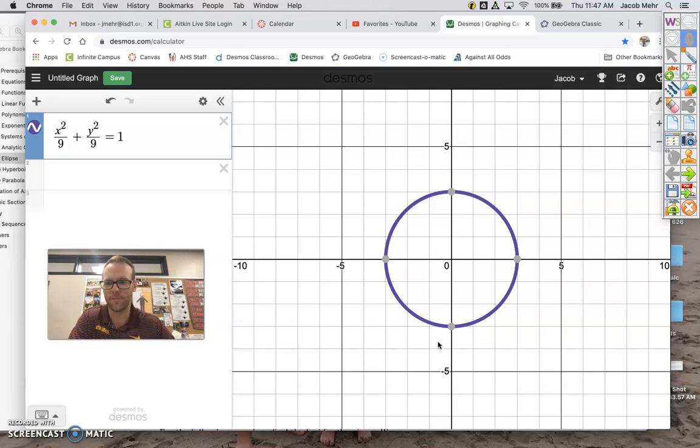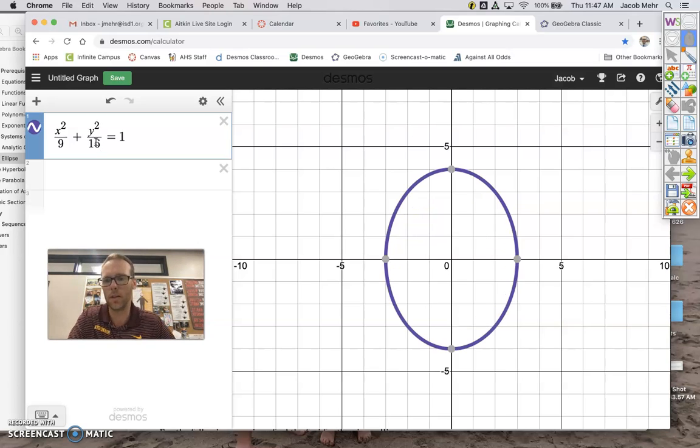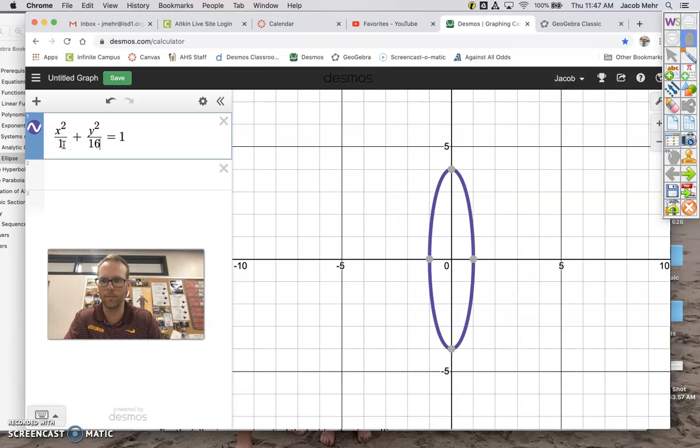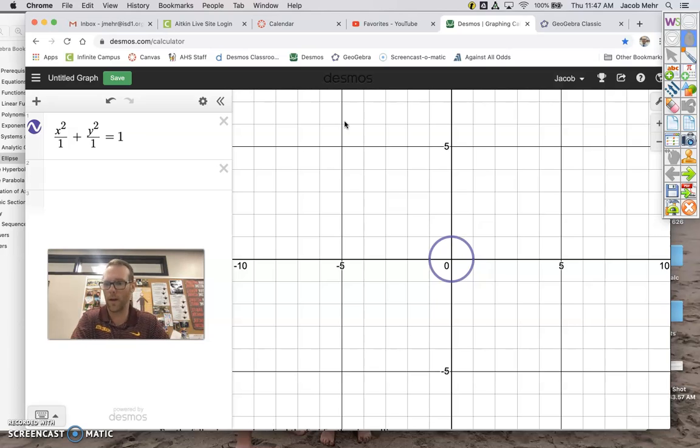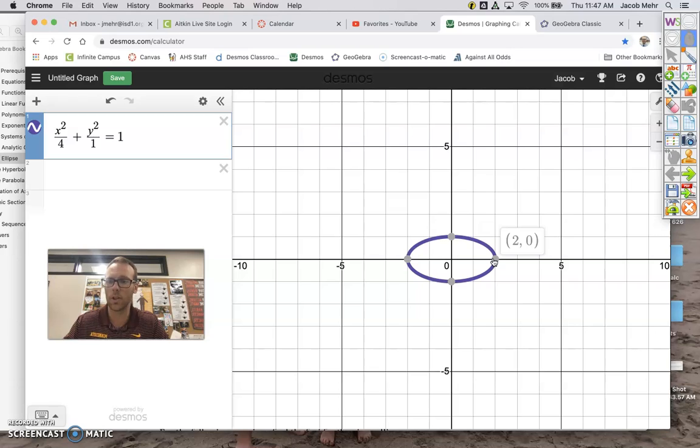But what happens if I take this and change it to something else, like a different perfect square such as 16? We notice that it is no longer a circle, and this is now an ellipse. What I want you to think about here is I'm going to first make both of these 1. That is a circle with radius 1. Well, if I make that a 4, I just horizontally stretched it by 2, didn't I? It was at 1, 0. Now it's at 2, 0.